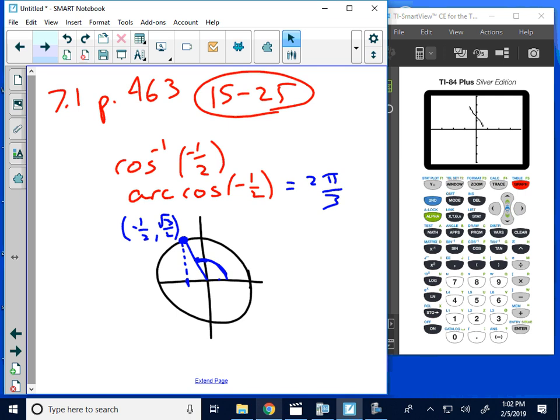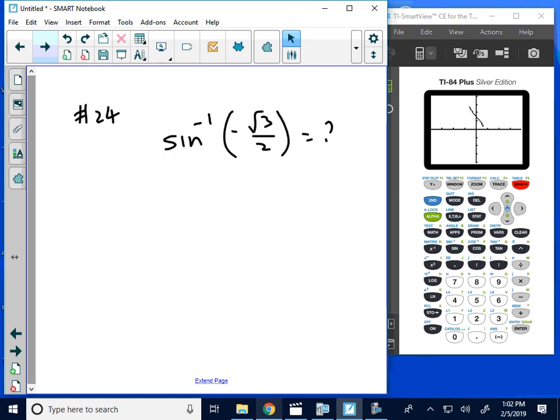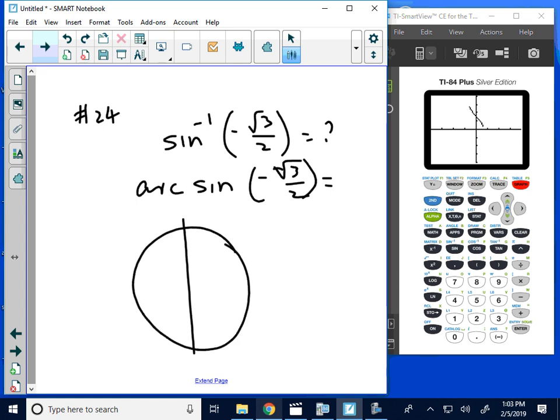Okay, so let's see. Here's the problem. What is the arc sine? What is the arc that has a sine of negative square root of 3/2? Well, that number certainly looks familiar. That was the number that paired with 1/2, right? We're dealing with the right side of the circle only. Going this way, this is pi over 2. Coming down as a negative would be negative pi over 2.